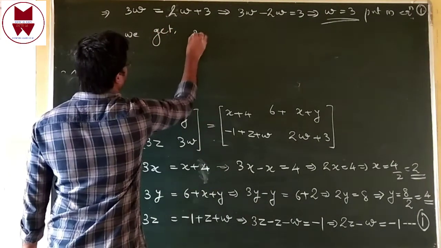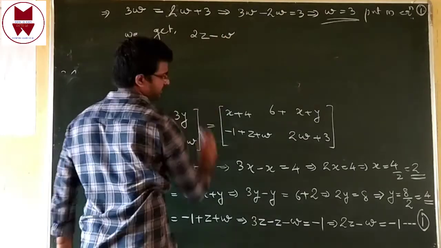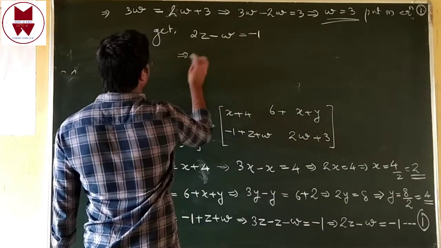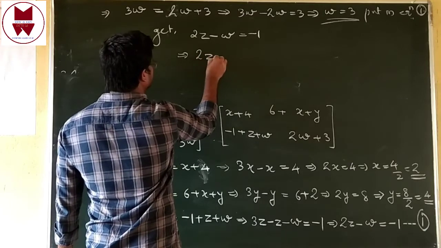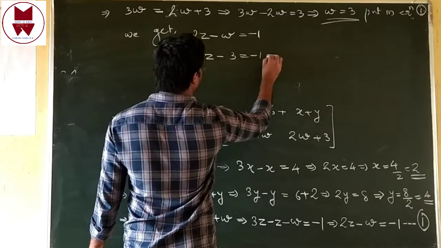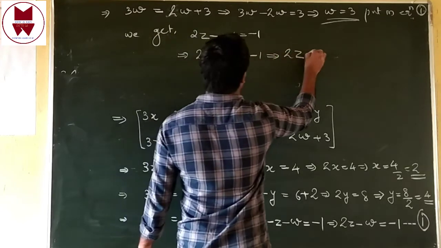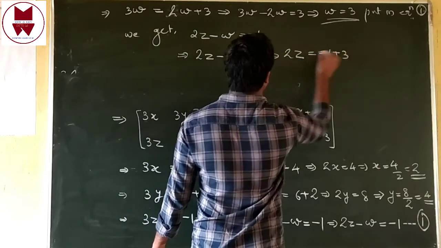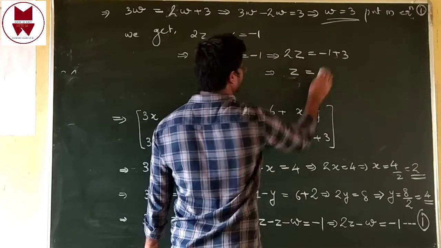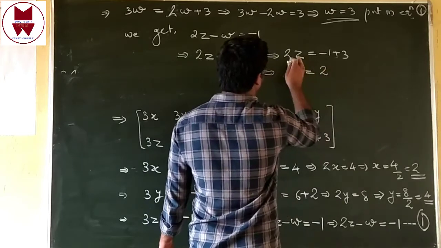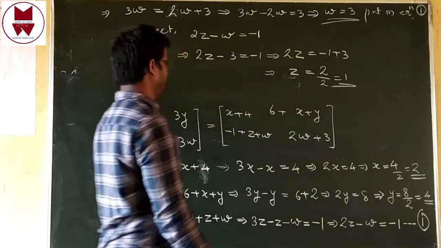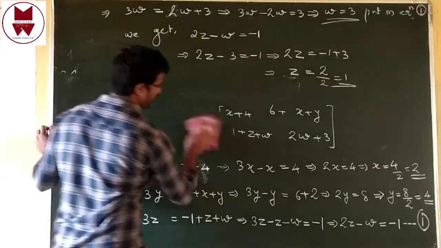Write that equation: 2z minus w equal to minus 1. So 2z minus 3 equal to minus 1, then 2z equal to minus 1 plus 3. 2z equal to minus 1 plus 3, which is 2. This 2 bring to right side, that will be divided by 2, equal to 1. z equal to 1. Now we got all the values.